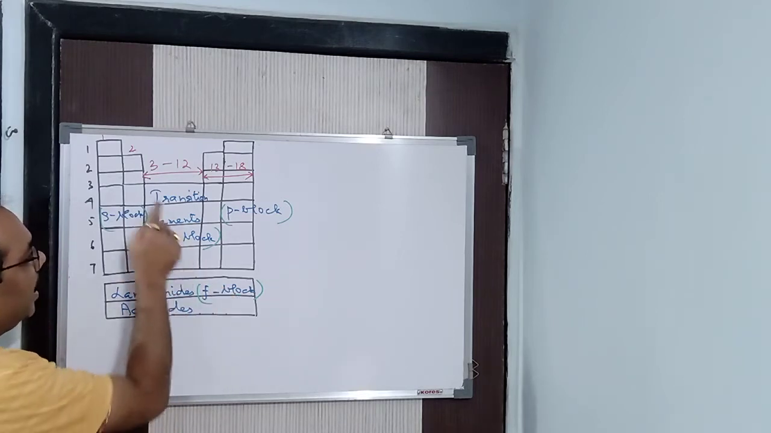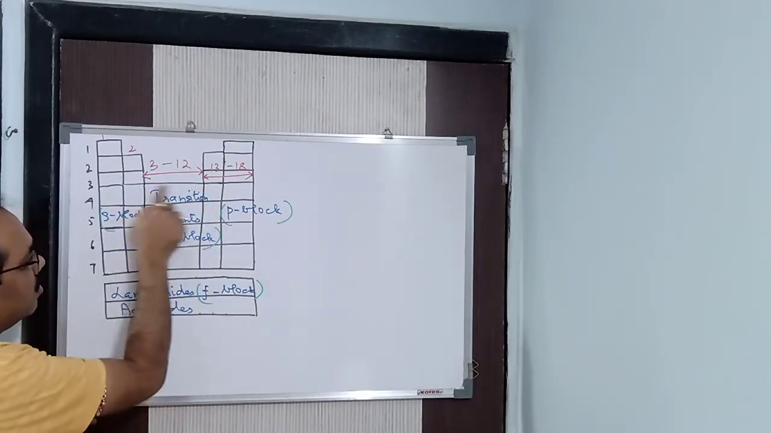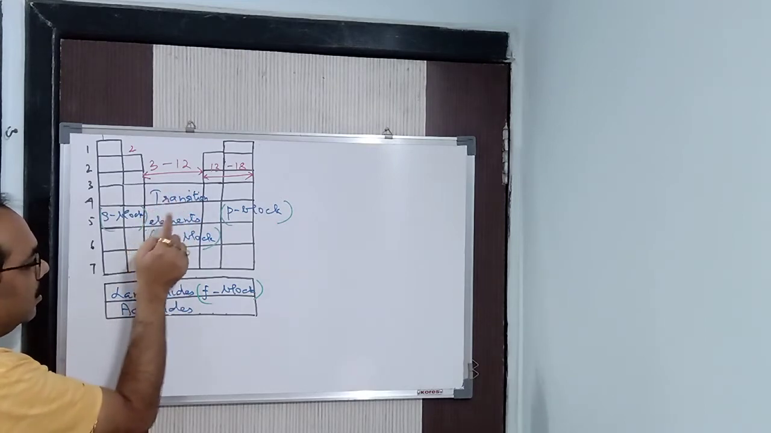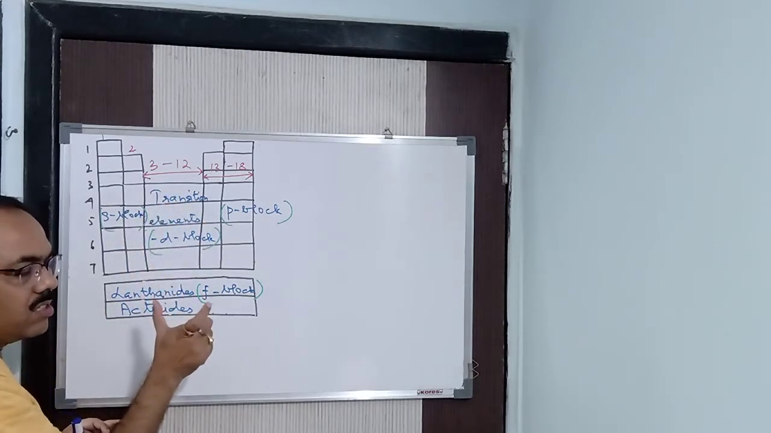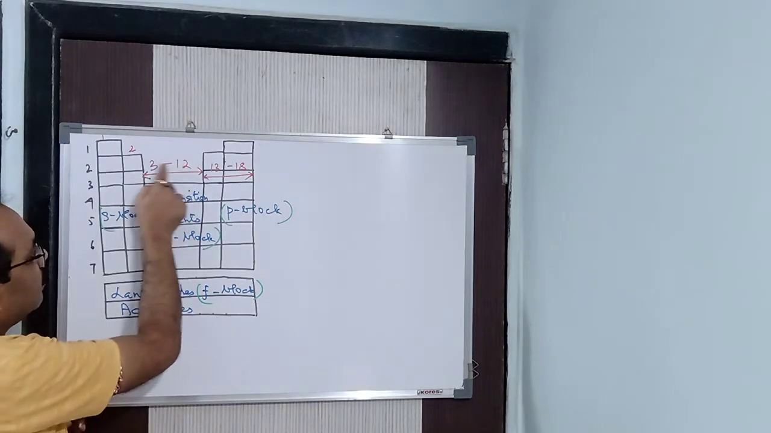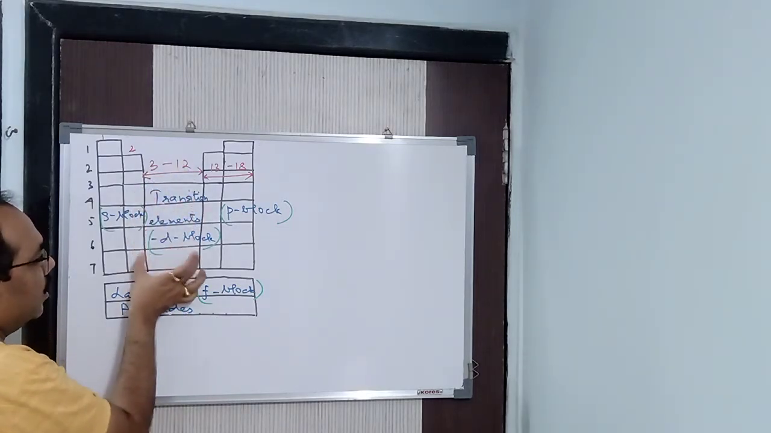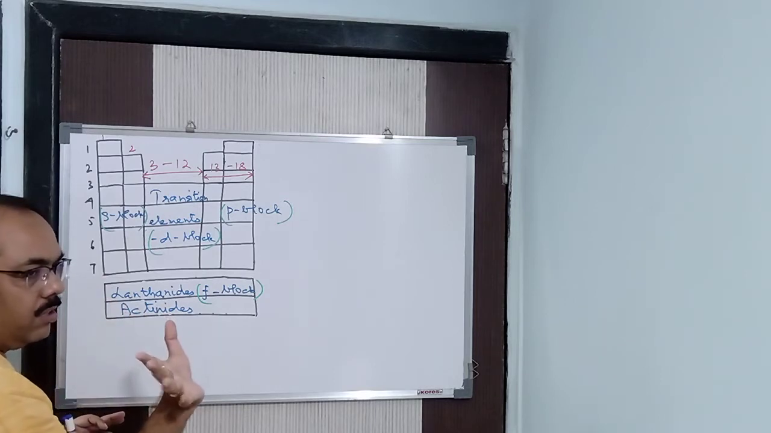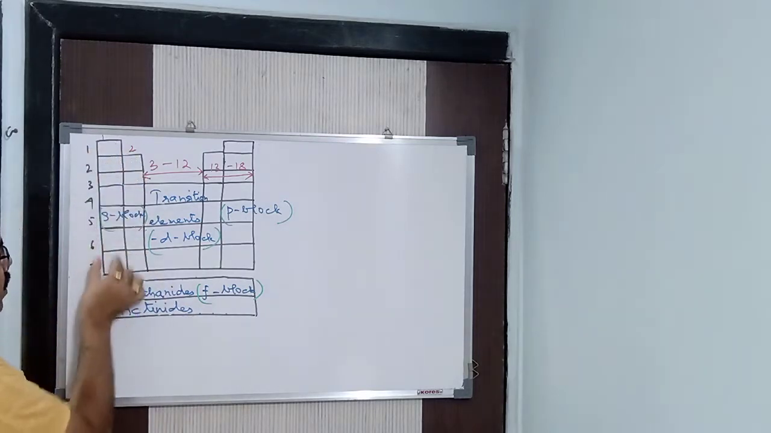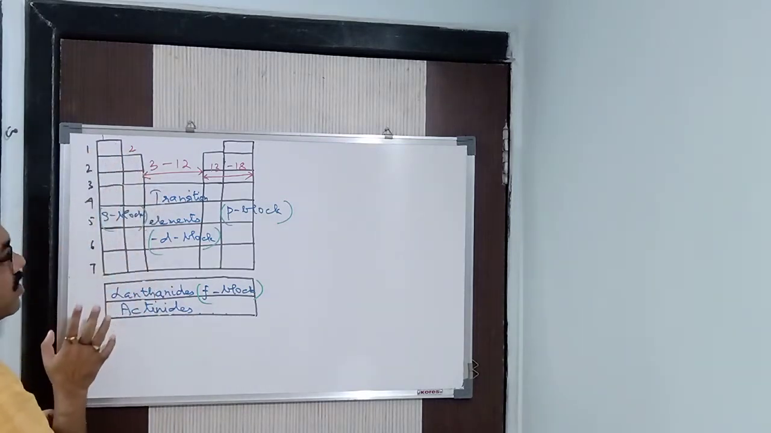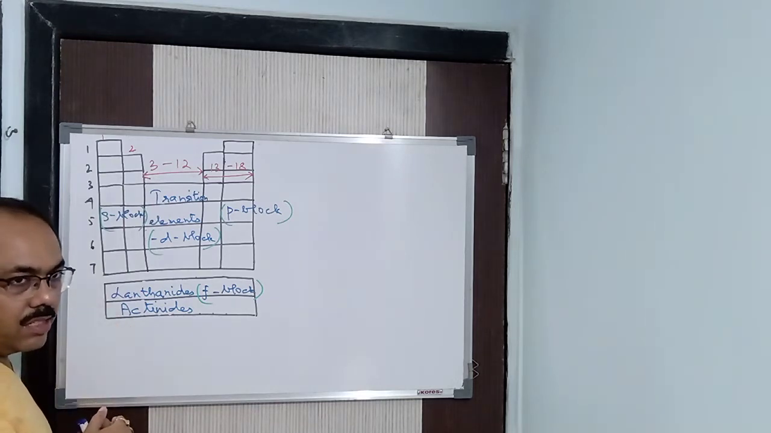Alright, clear? And here there are 4 transition series: 3D, 4D, 5D and 6D. Each transition series contains 10 elements. How is it 10? 12 minus 3 plus 1, so 9 plus 1 is 10. So here 10, here 10, here 10, here 10. So the maximum is 40. Here it is 7 and here it is 6, so 7 plus 6 is 13. Clear?